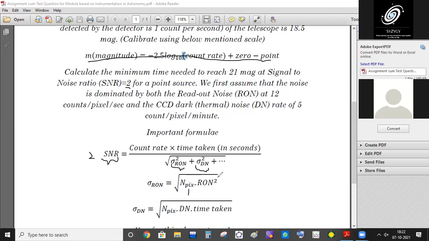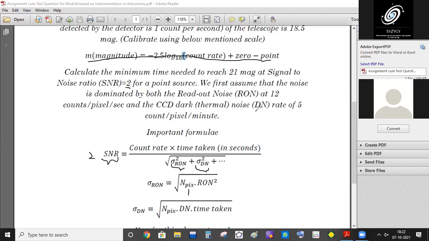Just tell me one thing. When you know this n pixel is 1 and the readout noise, do you know the readout noise? That's 12 counts per pixel per second. Am I right? It's 12. So you just need to put here 12 counts per pixel per second.